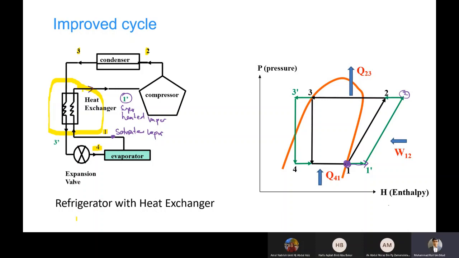Okay, then now normally it's from 0.2 to 0.3. So this is the normal one. Number 3 is basically saturated liquid.